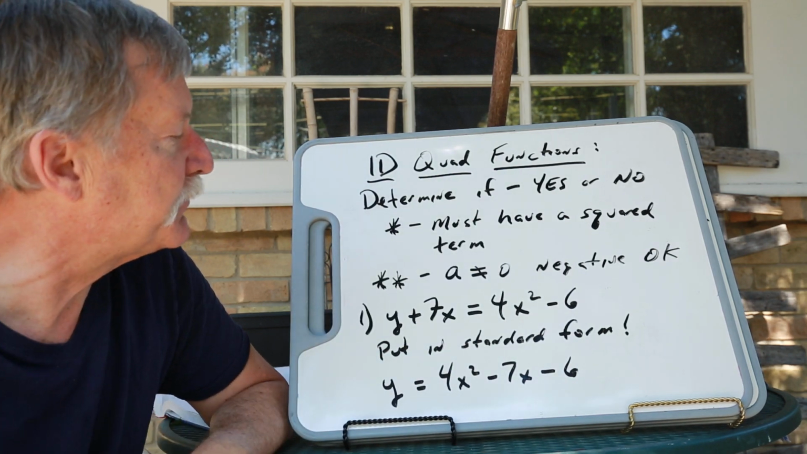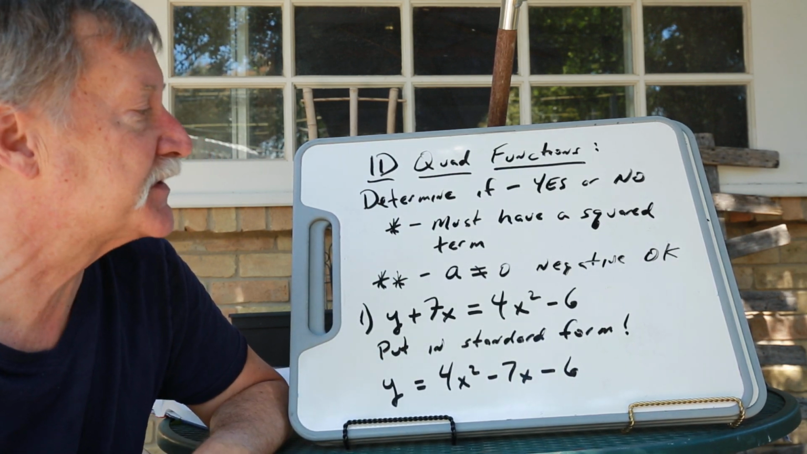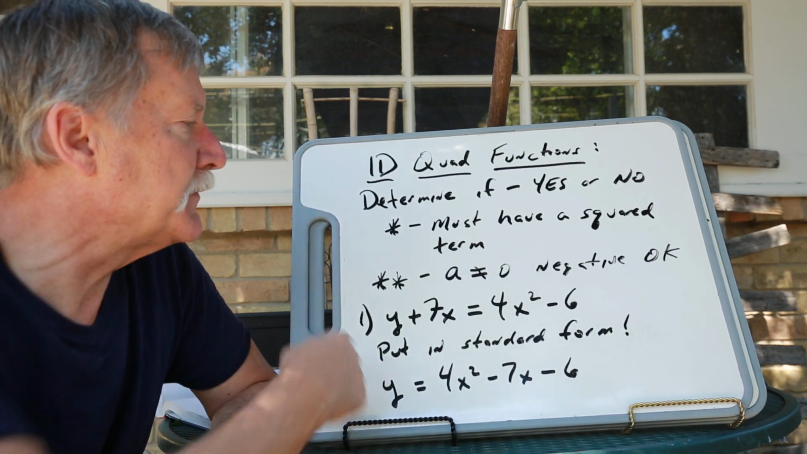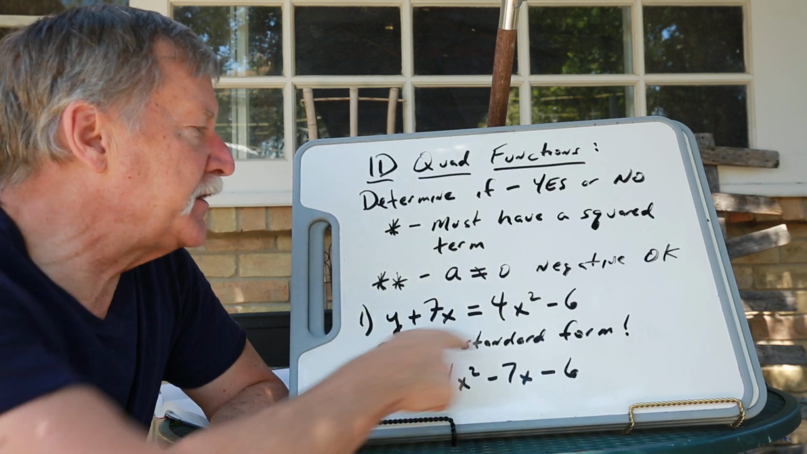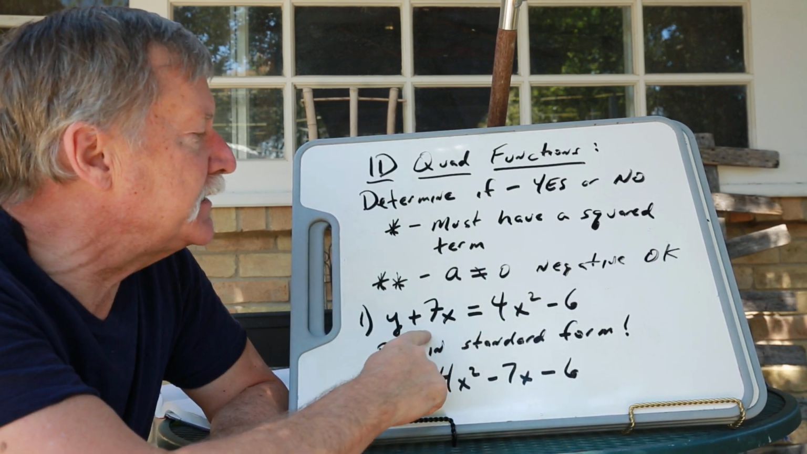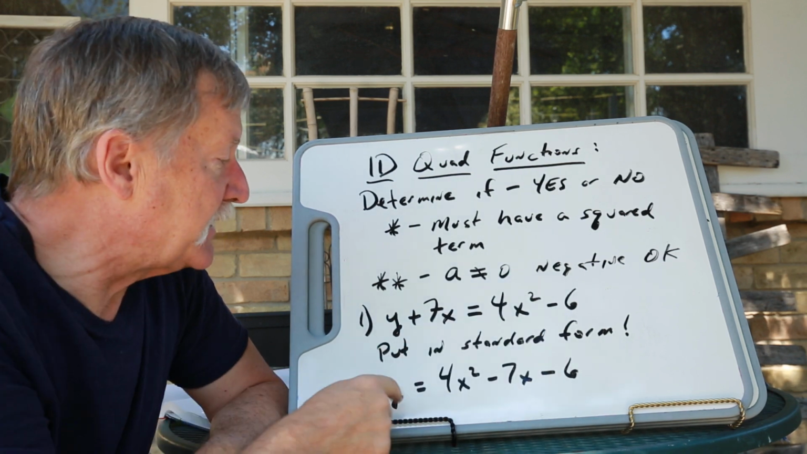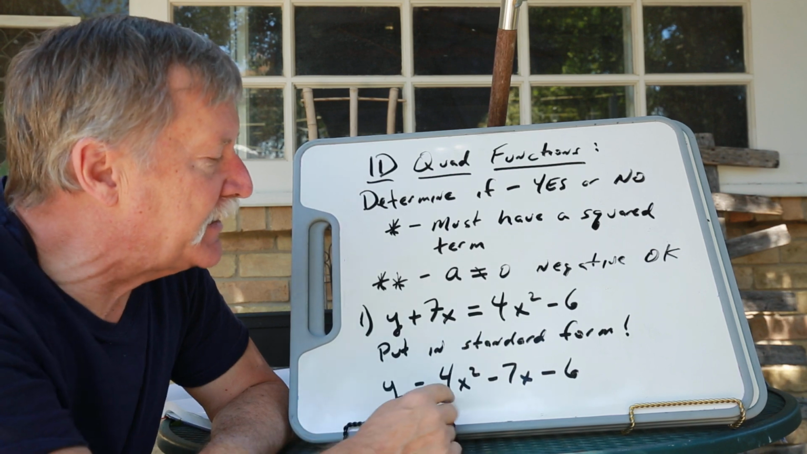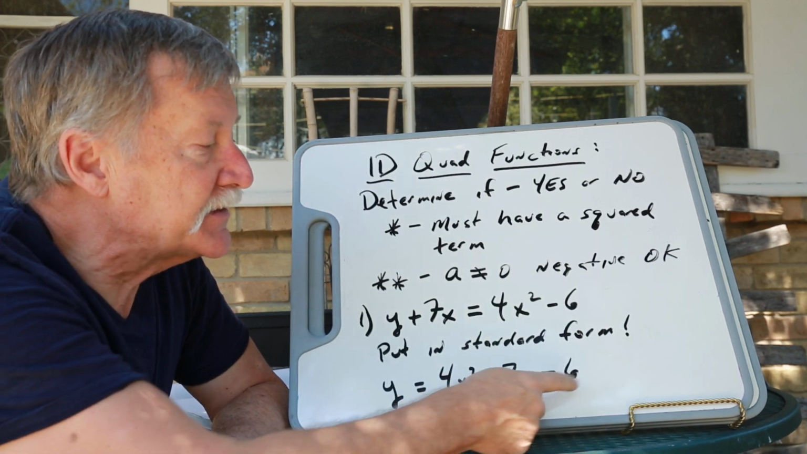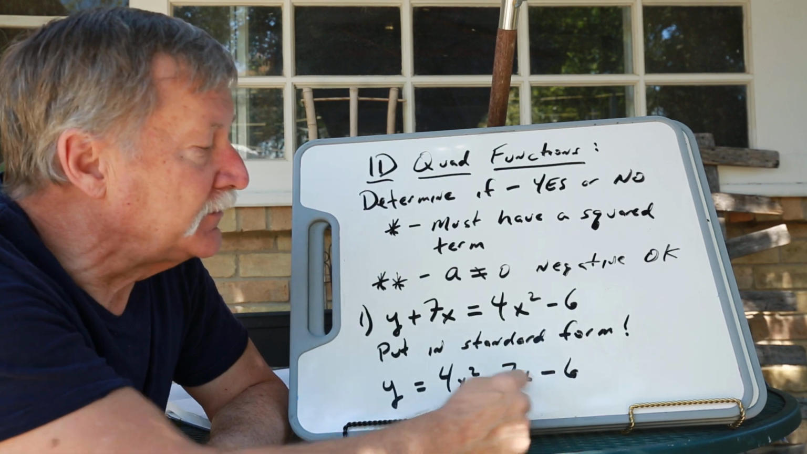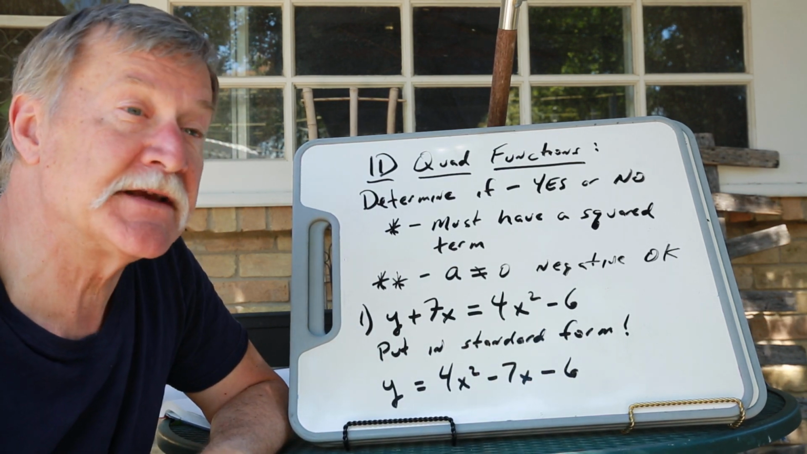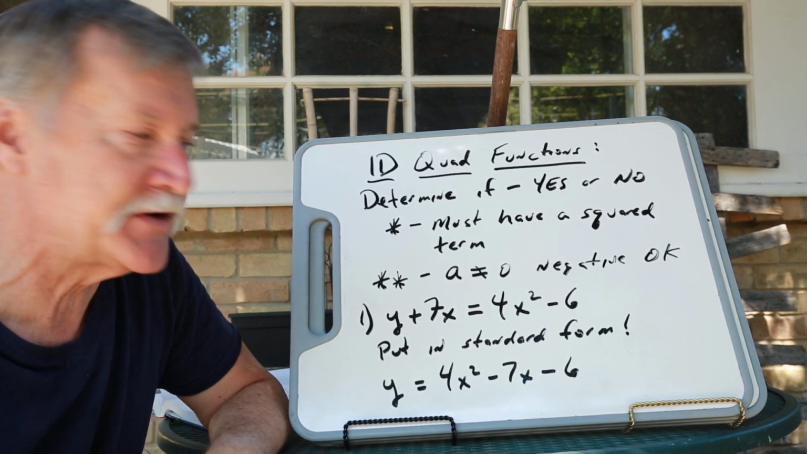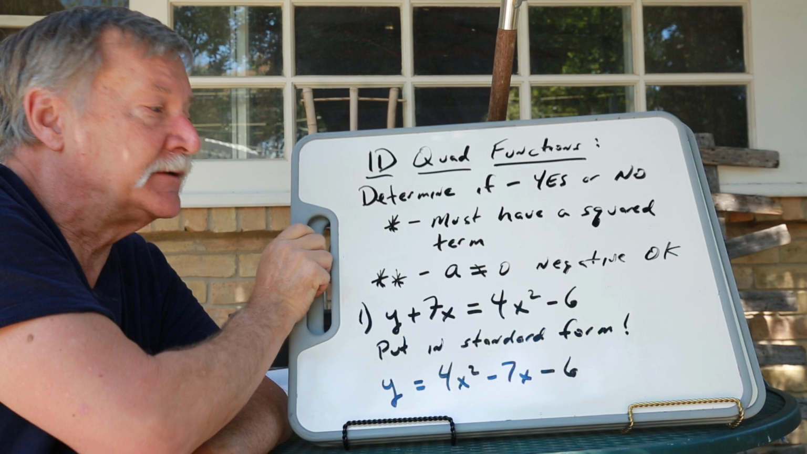So you'll see amazing things like this. Y plus 7x equals 4x squared minus 6. The question is, is that a quadratic function or not? Well, you take what you're given and put it in standard form. In this case, we simply subtracted 7x from both sides, leaving y all by itself, and then wrote it in descending order, and we see that we have 4x squared minus 7x minus 6. Looking at this, you would say, yes or no? Is that a quadratic function? And you're correct. It is a quadratic function because of the x squared term.